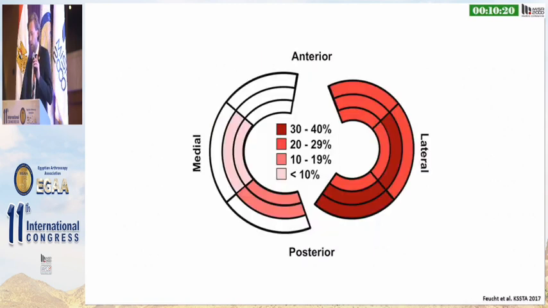This is a paper by one of the guys from Andreas Imhoff's group, Matthias Feucht, and he took a look at concomitant injuries during ACL avulsions. And there's a high rate of meniscus injuries, up to 40%. You can see those soft tissue meniscus injuries are mainly on the lateral side, mainly on the posterior horn of the meniscus.